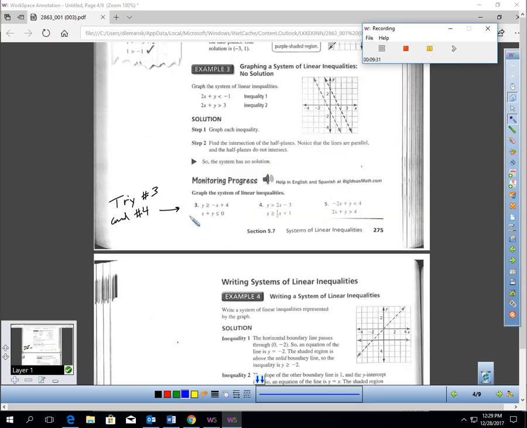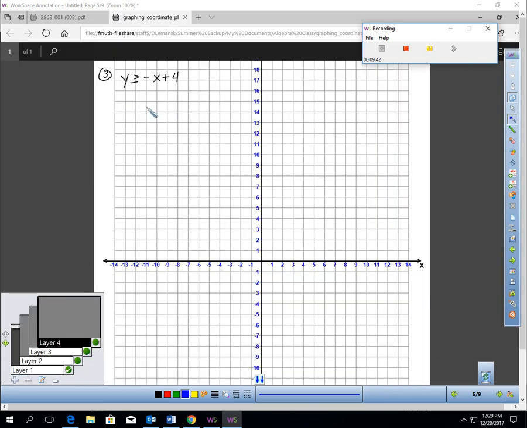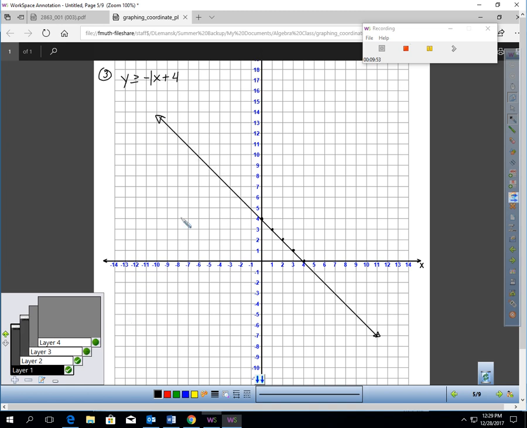Why don't you try numbers 3 and 4? Graph these systems of linear inequalities and find the solution set. So for number 3, y is greater than or equal to negative x plus 4. Now negative x means negative 1x. My slope is negative 1. So y-intercept 4, slope negative 1, which means down 1 over 1, and I drew that line.